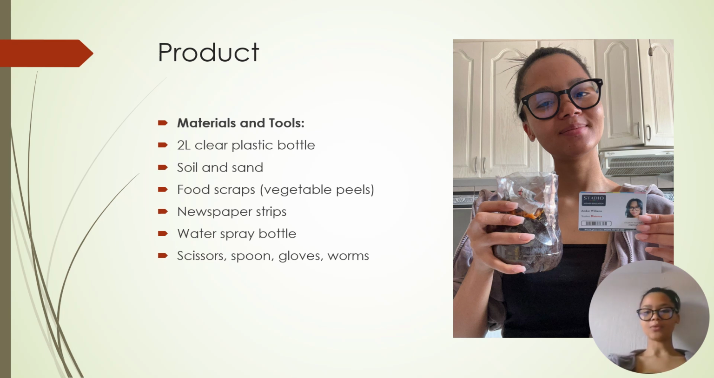For my mini worm farm, I used a recycled plastic bottle, soil, newspaper, vegetable scraps, and I also wanted gloves to actually find some worms for my farm, but I wasn't so lucky to find worms in my yard. Ideally I would have used gloves to pick up the worms. And I used scissors and a spray bottle to keep the soil moist and wet.